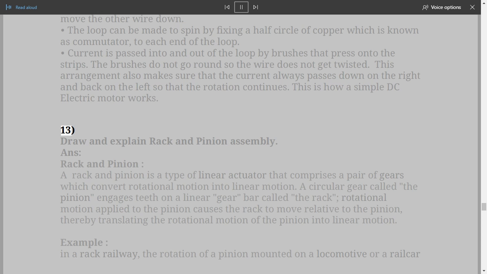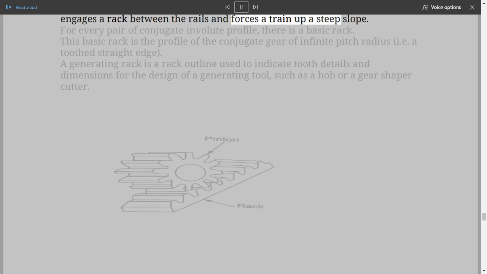13. Draw and explain rack and pinion assembly. ANS. Rack and pinion. A rack and pinion is a type of linear actuator that comprises a pair of gears which convert rotational motion into linear motion. A circular gear called the pinion engages teeth on a linear gear bar called the rack. Rotational motion applied to the pinion causes the rack to move relative to the pinion, thereby translating the rotational motion of the pinion into linear motion. Example: in a rack railway, the rotation of a pinion mounted on a locomotive or a rail car engages a rack between the rails and forces a train up a steep slope.